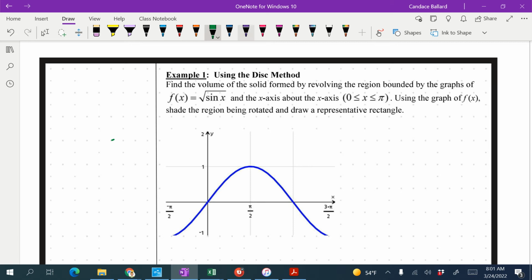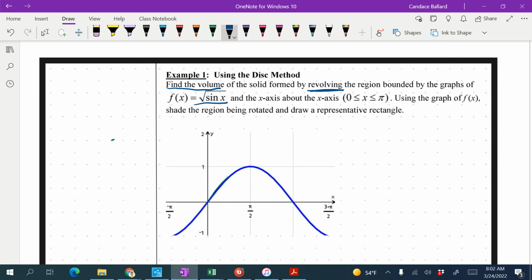So I'm going to go back through what we just read there, and I'm going to try to analyze it a little bit. So we're supposed to find the volume. So that's what we're supposed to be doing. You're doing a disk because it says the words revolving or revolution somewhere in there. So you know that has to do with spinning that disk around. We're revolving the region bounded by the graphs of the square root of sine x.